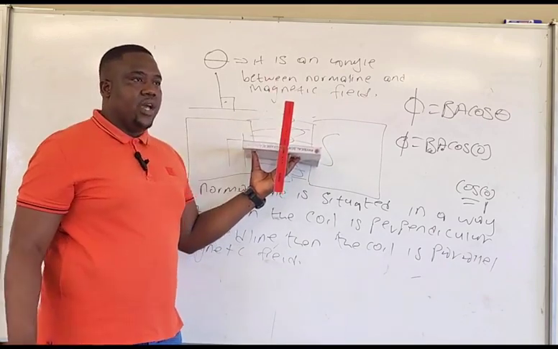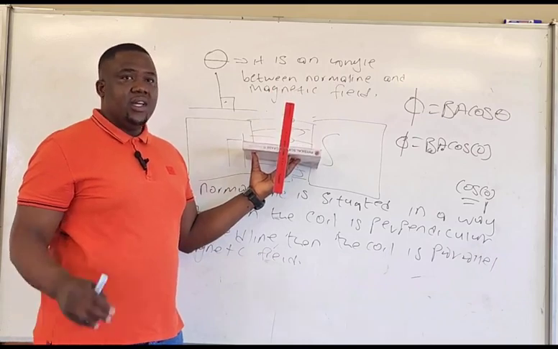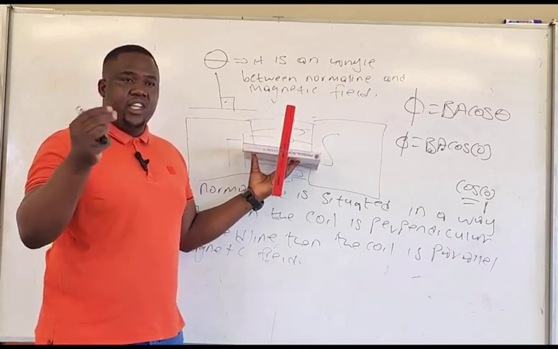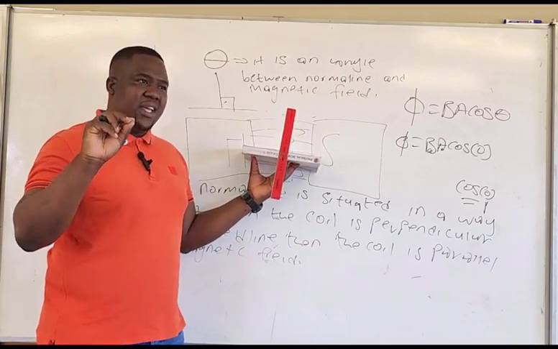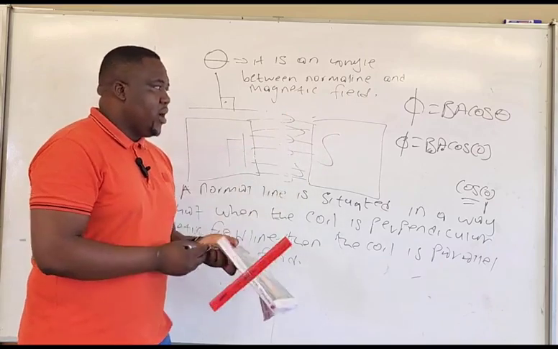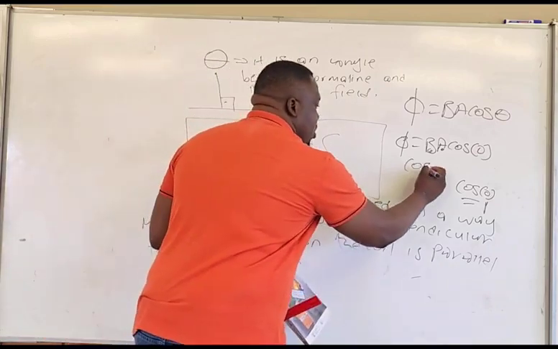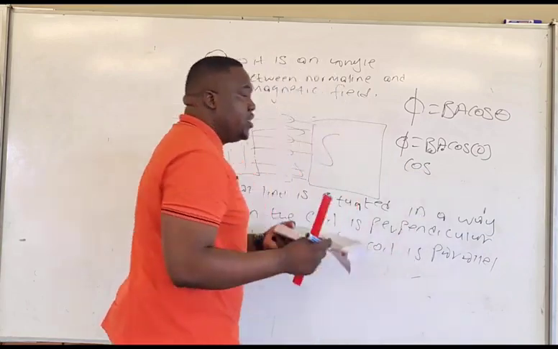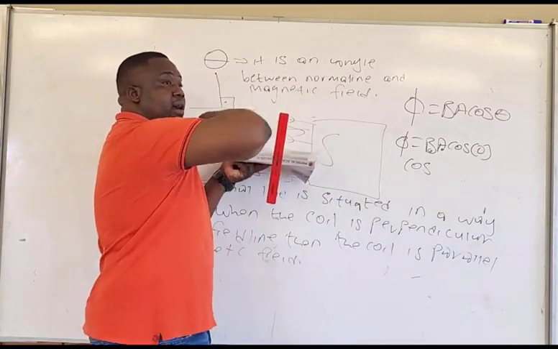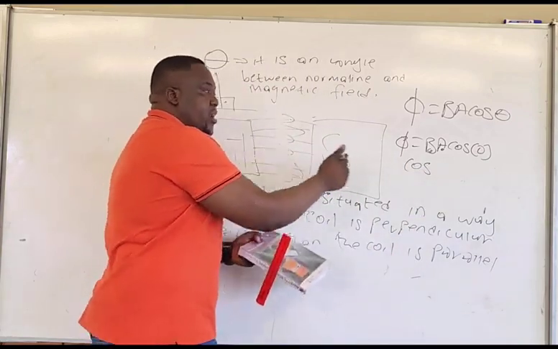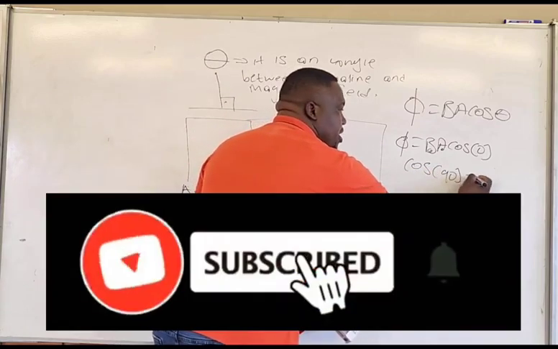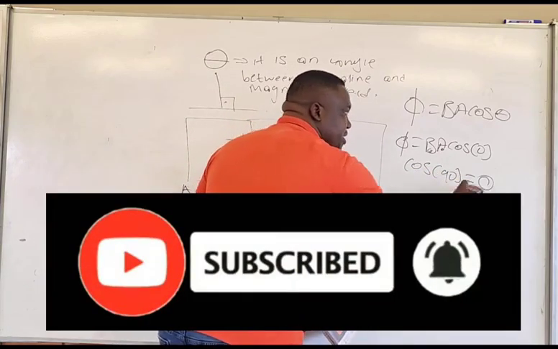We're going to have a production of our voltage. But look at this time around. The coil is parallel to the magnetic field. Then what about the normal line? The normal line is perpendicular. What is the angle between the magnetic field line and the normal line? The angle is 90 degrees. So what do we mean by 90 degrees? We're going to have cos 90. Cos 90 is equal to 0.